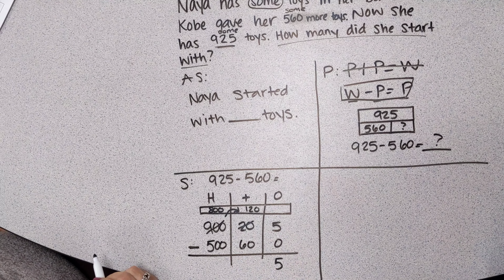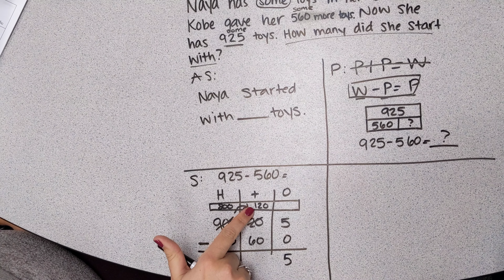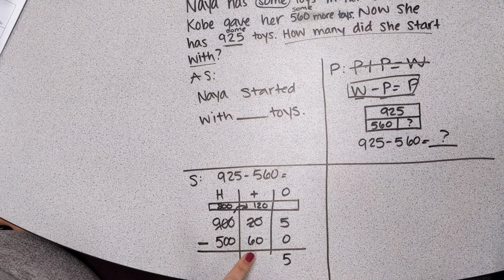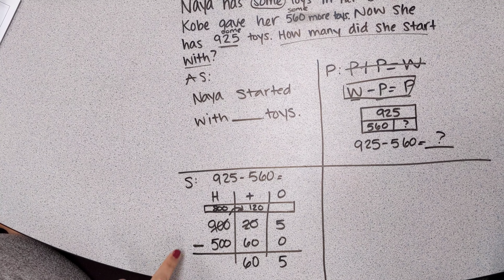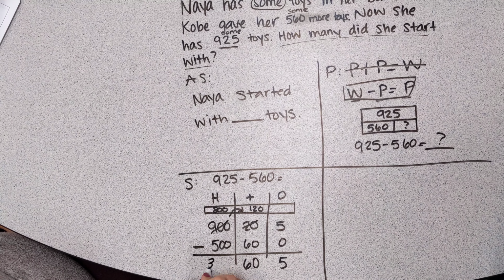Now I have 120 minus 60. I tell the students that since I'm working with tens, if this is too much for them to do in their head, they can take away the zeros and have 12 minus 6. So 12 minus 6 is 6. But since I'm in my tens, I need to drop down my 0. So 120 minus 60 equals 60. Now here I have 800 minus 500, and that will equal 300.